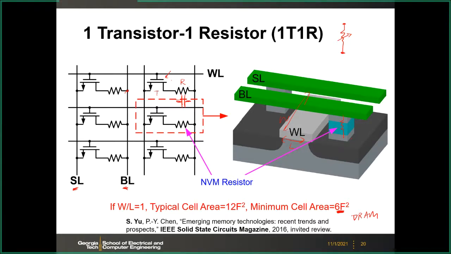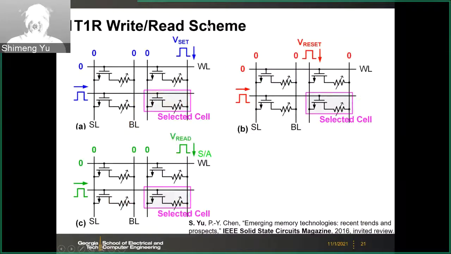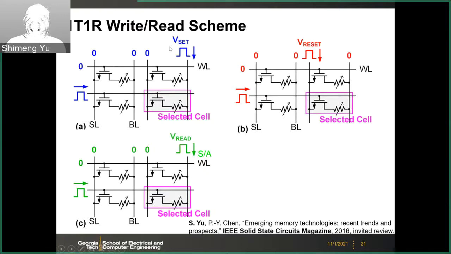So if you use a DRAM layout, then you may theoretically achieve 6F squared. But in reality, it's very difficult to use the DRAM layout. One of the reasons is the transistor's width could not be minimal, and we'll discuss that in a minute. But before that, let's look at the write and read scheme for this 1T1R array.